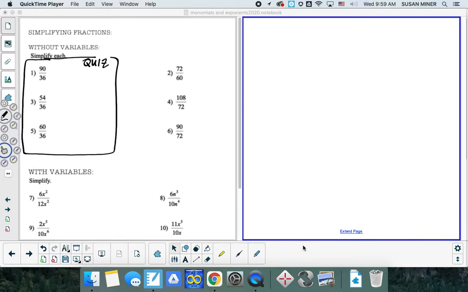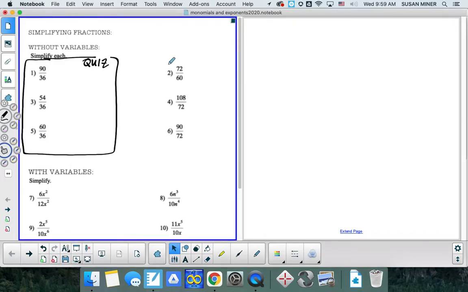This is Ms. Miner, and we are going to start Unit 8. This is a unit where we're going to be talking about exponents. But before we move into exactly what we're going to talk about today, we're going to do a little bit of review, because when we start working with exponents, what we end up with a lot is a fraction that we have to simplify. And so we're going to just take a couple of these fractions.